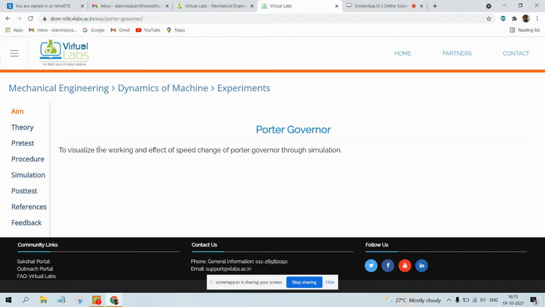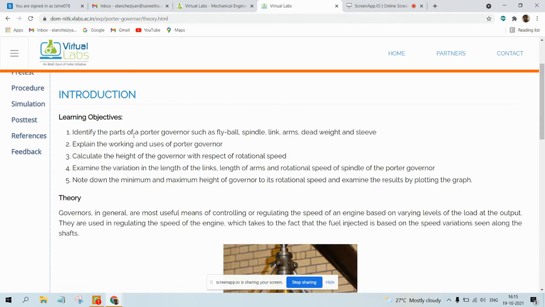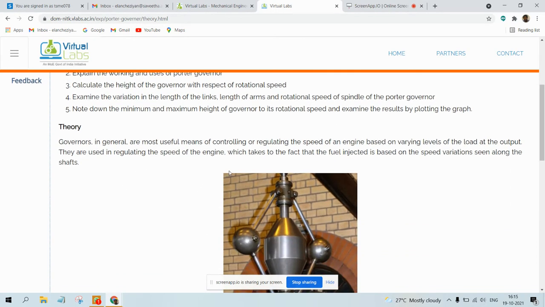So the aim is to visualize the working and effect of speed change of motor governor through simulation. The theory about the motor governor is it is generally used to control or regulate the speed of the engine based on varying levels of the load and the output. They are used in regulating the speed of the engine, which takes to the fact that the fuel injected is based on the speed variations seen along the shaft.